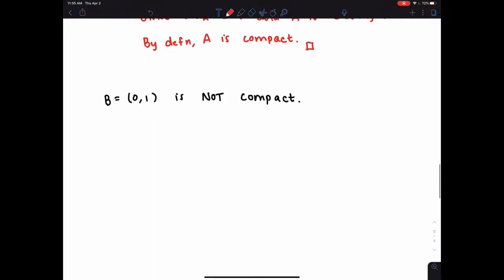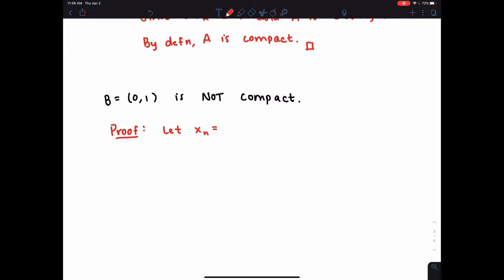So we are not compact, and in order to do this, we have to come up with an example of a sequence in B that doesn't have a convergent subsequence with a limit in B. So I'm going to let x_n, we want to think about, well, why is this set not closed? And use that as an example.